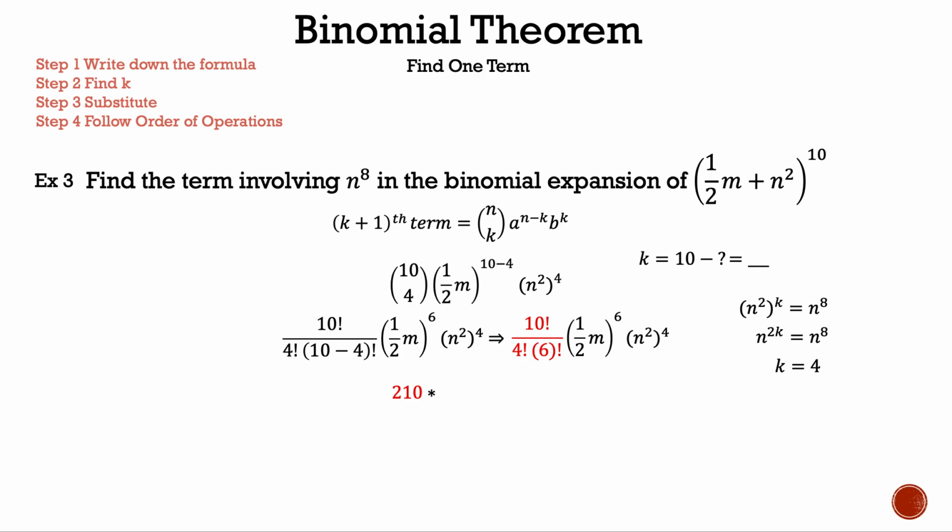And the quantity of 1/2 m raised to the 6 is 1 to the 6 over 2 to the 6 times m to the 6. And n squared raised to the 4 is n to the 8th. Now let's simplify any whole number raised to a power. So 1 to the 6 over 2 to the 6 becomes 1 over 64. Now let's multiply the rational numbers. 210 times 1 over 64 is 105 over 32. So the term involving n to the 8 is 105 over 32 times m to the 6 n to the 8. And that is example 3.